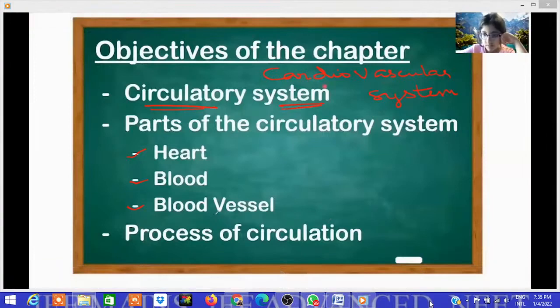First of all, you have to understand what the circulatory system is called. It is also called the cardiovascular system. It has 3 parts: heart, blood, and blood vessel. Okay. So later I'm going to talk about the process of circulation. So before that, write down cardiovascular system or circulatory system is also called as cardiovascular system.